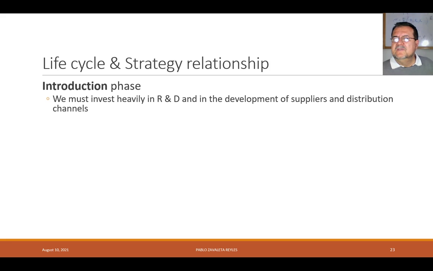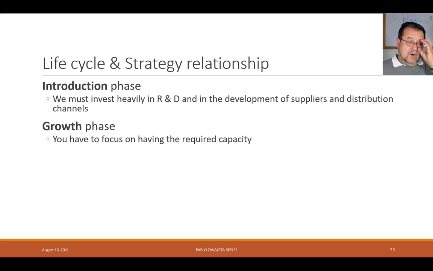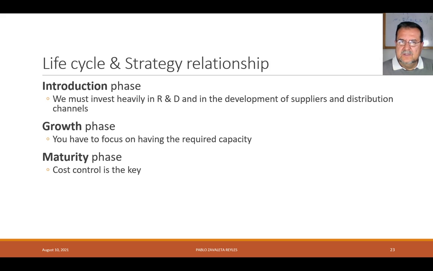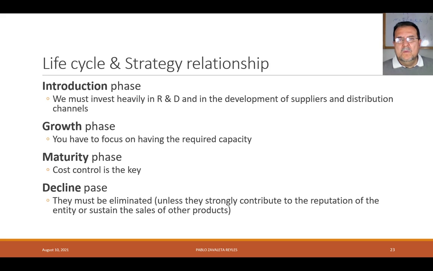Well, during our introduction phase, we must invest heavily in research and development and in developing our supply chain. During the growth phase, we have to focus on the required capacity. During the maturity phase, cost controls is the operating keyword. And in the decline phase, we must tend to eliminate products unless they strongly contribute to the reputation of the entity. For example, if we're talking about aspirin.